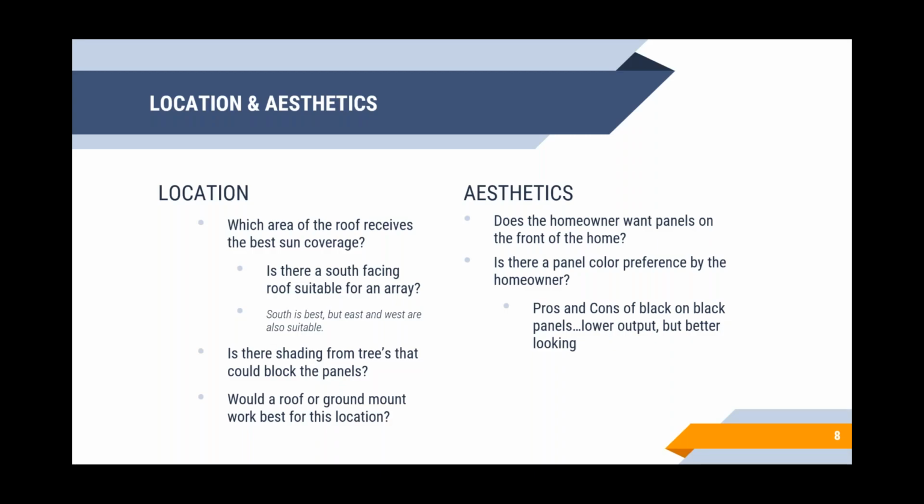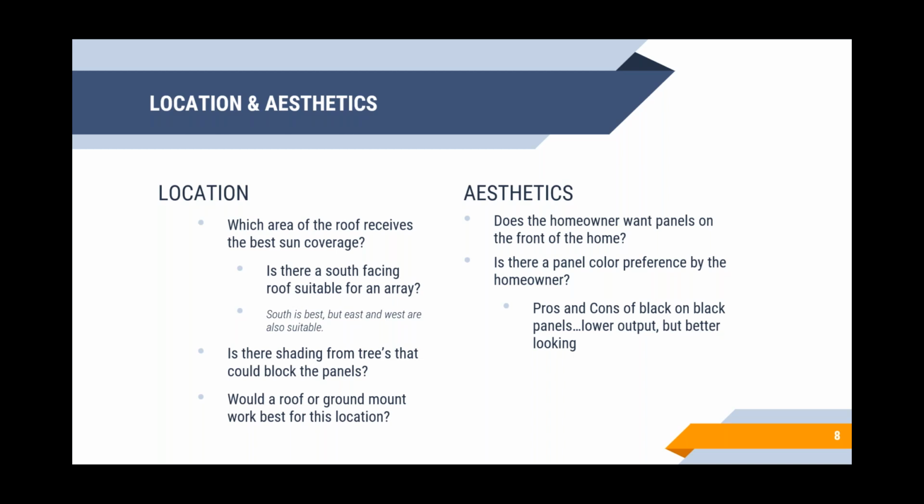Moving on from there, let's look at location and aesthetics of your system. The location, what do we want to look at? First thing we want to look at is which area of the roof receives the best sun coverage for this install. This is going to tell us where we're looking to put panels up. Is there a south-facing roof on that location that's suitable, where we can fit as many panels as we can?